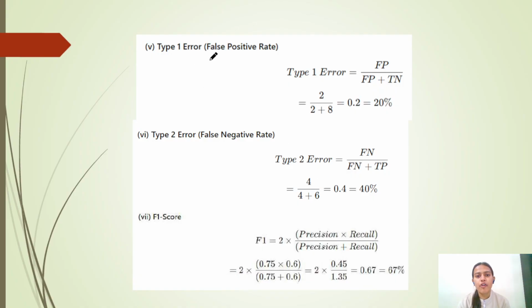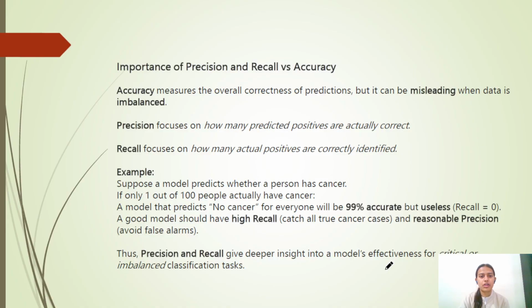Type 1 error is the false positive rate. So type 1 error is equal to FP upon FP plus TN, which is equal to 0.2, 20%. Type 2 error is the false negative rate. Type 2 error is equal to FN upon FN plus TP, which is 4 upon 4 plus 6, 0.4, which is 40%. F1 score is equal to 2 into precision into recall upon precision plus recall. After putting in the values, we will get an F1 score of 67%.